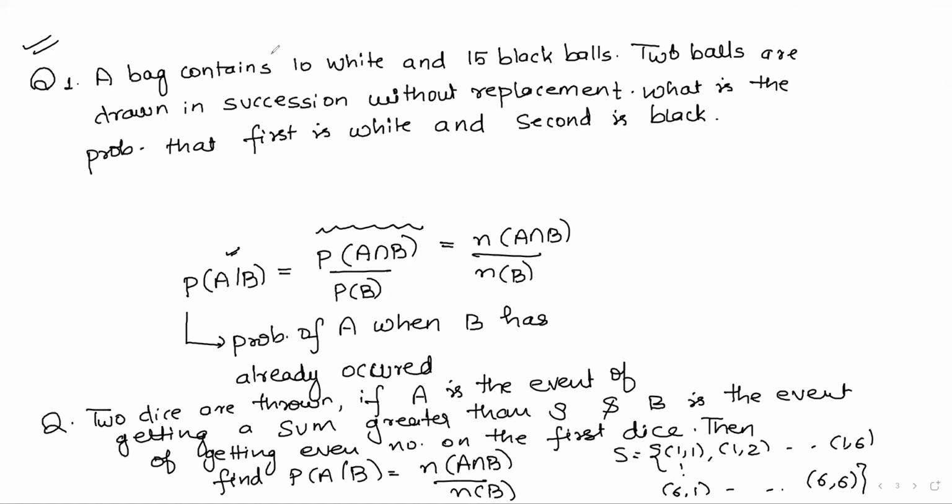Getting a black ball is B, or getting a white ball is A? It's your wish. But if I tell you the first or the second, what is the probability? First is white, second is black. So you can take this as A and this as B, but A has already occurred in that case. Okay, very good, Saf. This is correct. You're getting the correct answer. Anyone else get the answer? Please let me know.